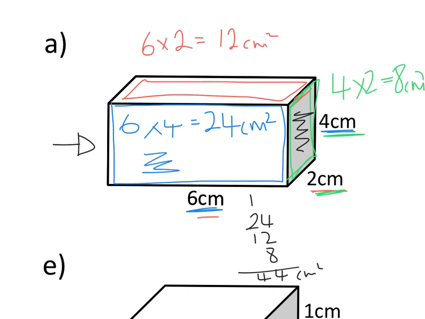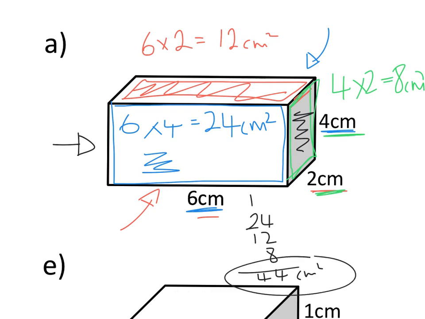This blue side here, there's also another one at the back, just there. And the red top is also the same as the bottom. So this value of 44, I need to double it, okay, because there's twice as many sides. So the final answer is 88 centimetres squared, okay?